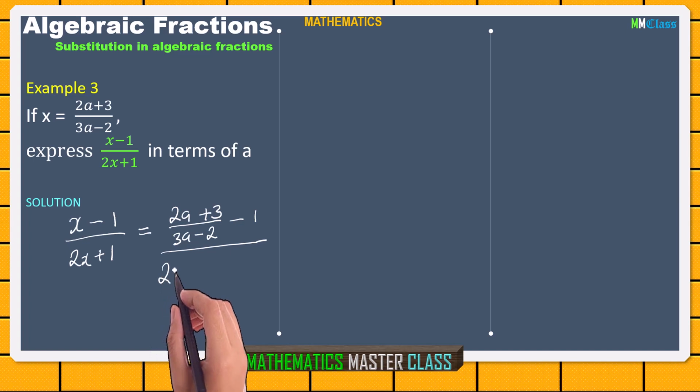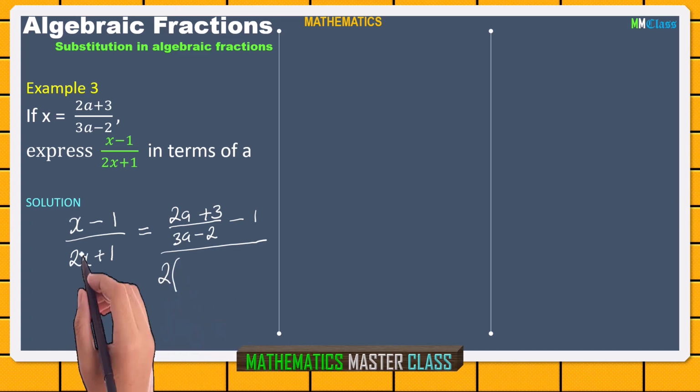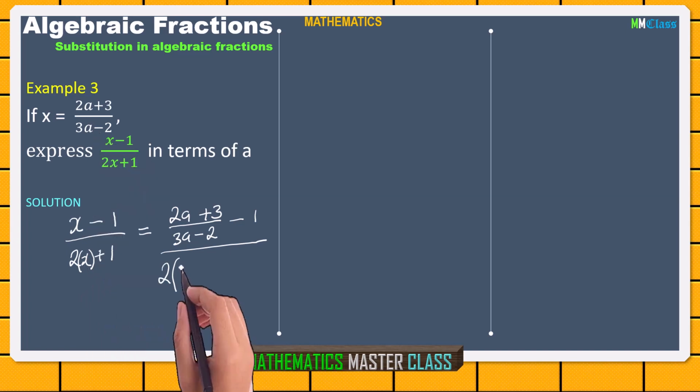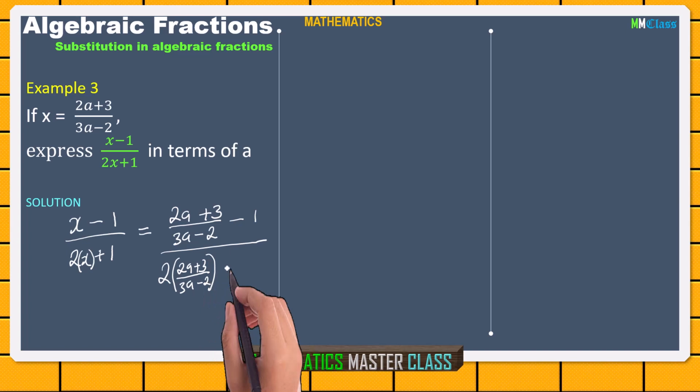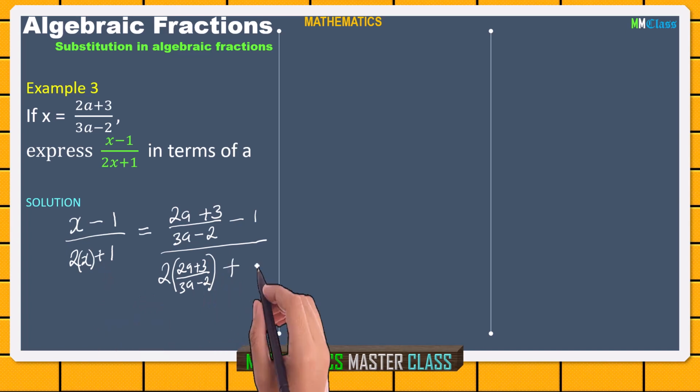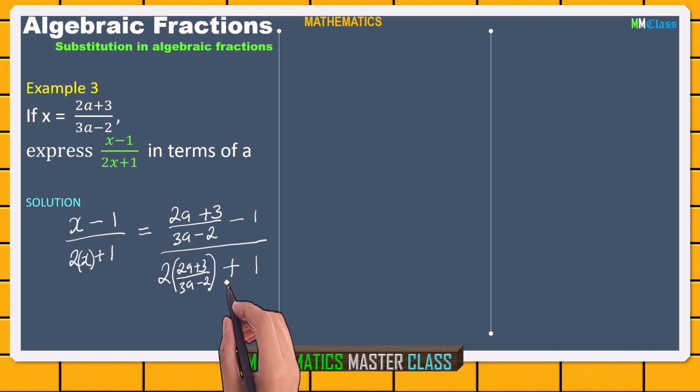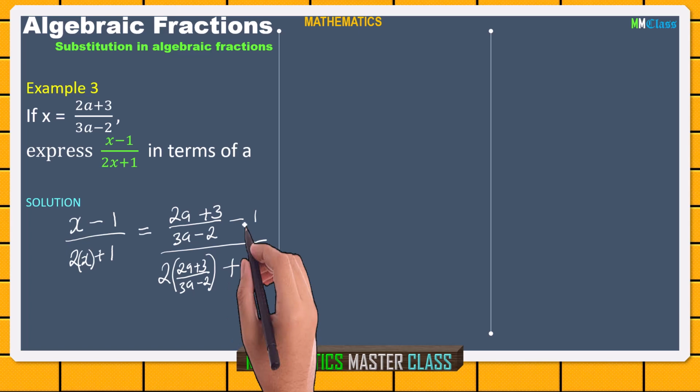So we are going to do the same for the denominator. We have 2, open bracket again. Remember, you are removing this x and substituting this big value here. So we have 2a plus 3 over 3a minus 2, close bracket, plus 1. So we have done our substitution. The next thing now is to evaluate. So I'm going to solve it, and whatever we have will become our final answer. So we have the numerator and then the denominator.